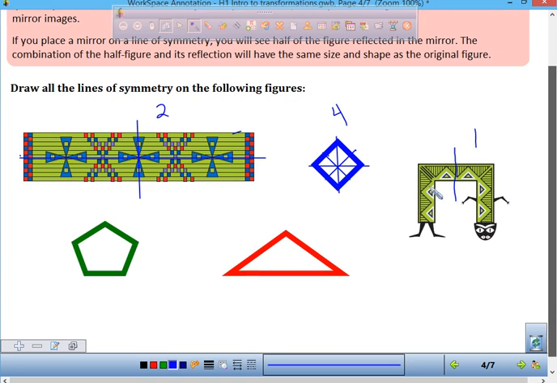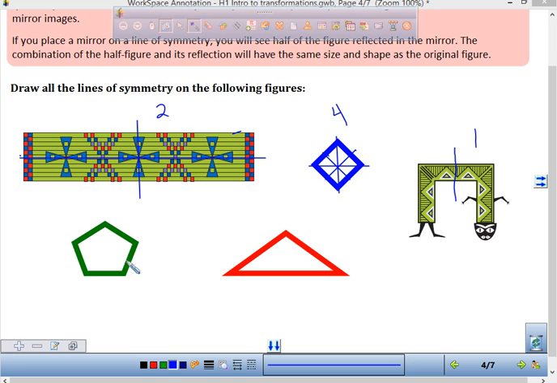Down here, the pentagon. You can draw it vertically. I can't go horizontal. That is not it. I can go diagonal from each of these points.